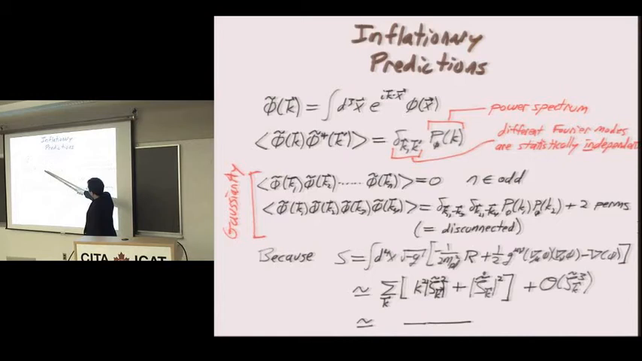In other words, that Fourier mode and that Fourier mode are statistically independent. And if I look at an individual Fourier mode, phi of k, its variance is given by this function P sub phi of k, which is the power spectrum.